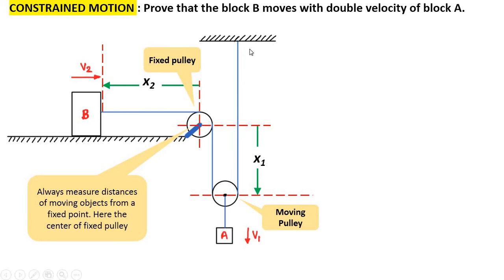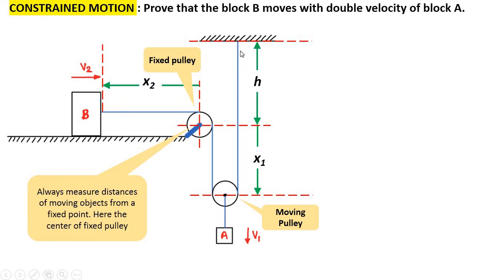Now the remaining part of the thread, which is this one connected to the ceiling, can be called height h, which is a constant value because you can see that h is the distance between the ceiling and the center of the fixed pulley. Now the total length of the string can be written like this.